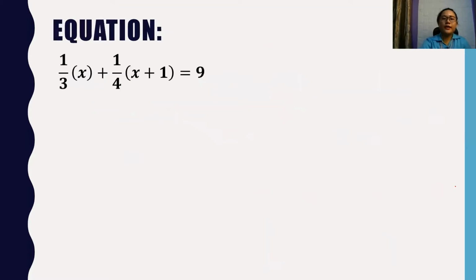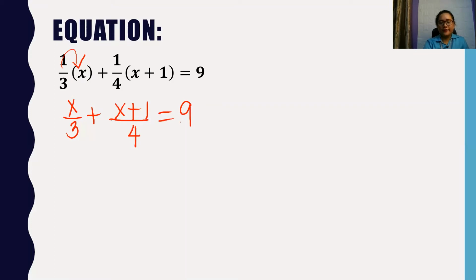So, ito yung kanina na nalet natin. So, ito yung equation na pinakita ko sa inyo kanina. So, when we say multiply, that means imo-multiply natin ito dito. So, 1/3 times x would become x over 3 plus 1 times x plus 1, that is x plus 1 over 4. Is equal to 9.